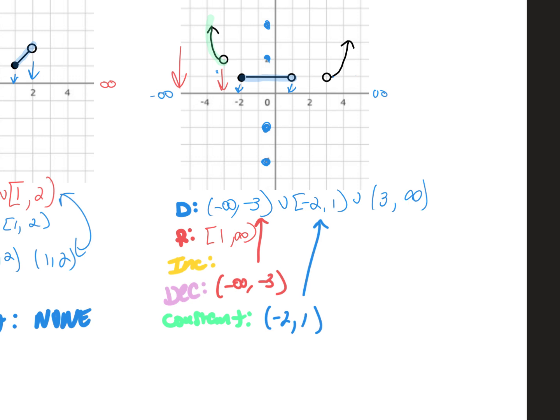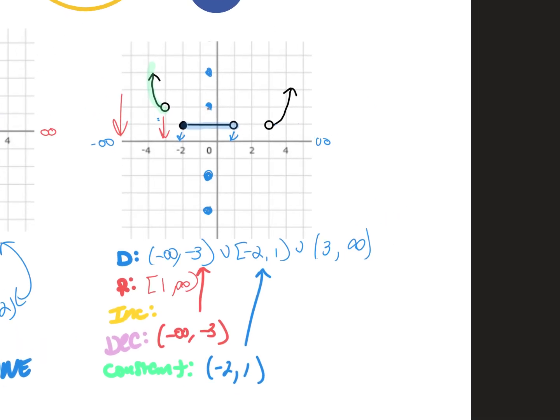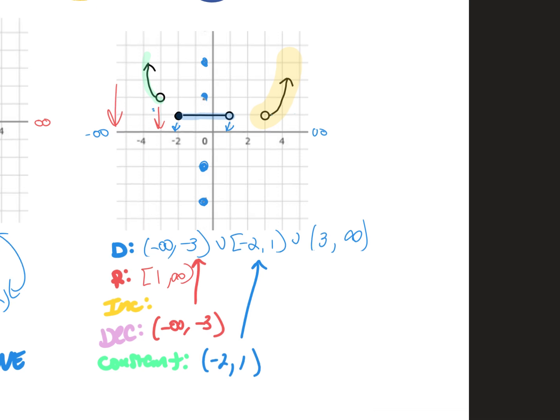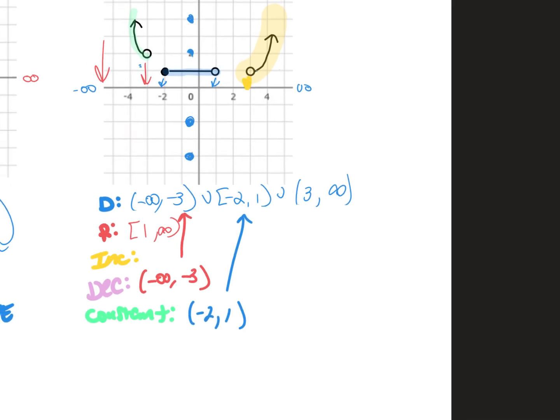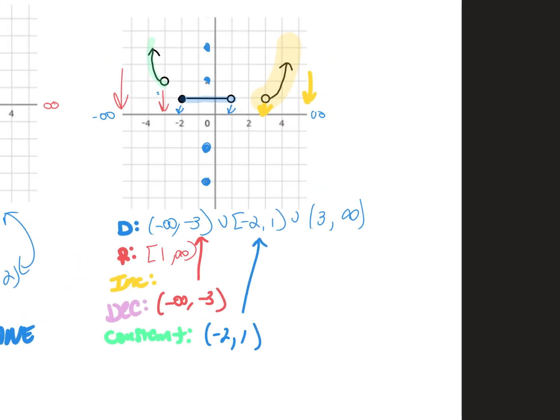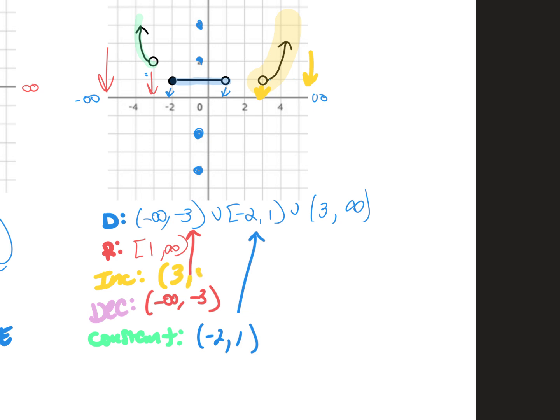And then if you put your pencil down in this last section, what is that graph doing? It's going up. It's increasing. So where is it increasing from? From where on the x-axis to where on the x-axis? 3 to infinity. From 3 to infinity. Is that not right there? Yep.